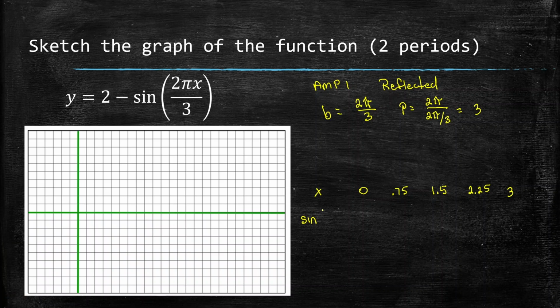This is sine of 2 pi x over 3. And you can see now why I chose these points. So x is 0, and so this whole thing is 0, and of course sine of 0 is 0. At 0.75, remember that's just 3 over 4, if I put 3 over 4 here, you end up with pi over 2, and sine of pi over 2 is 1. Now don't worry about the rest of this.